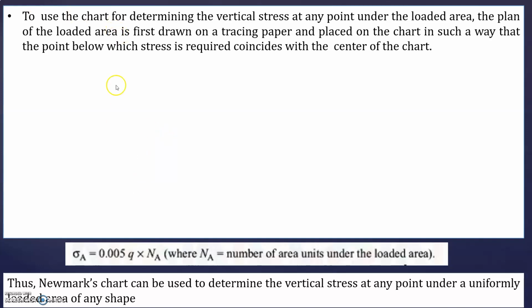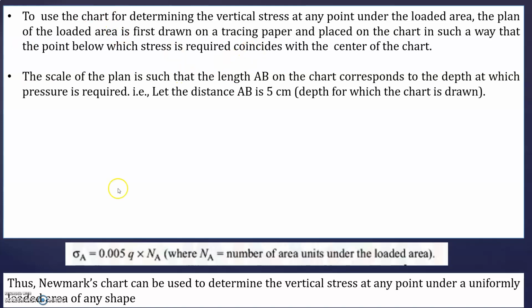To use the chart for determining the vertical stress at any point under the loaded area, the plan of the loaded area is first drawn on a tracing paper. That is the advantage of Newmark's chart: you can find the vertical stress at any point under a loaded area of any shape. The Boussinesq equation is applied only to particular shapes like circular or rectangular areas, but Newmark's chart can be used for any type of loaded area.